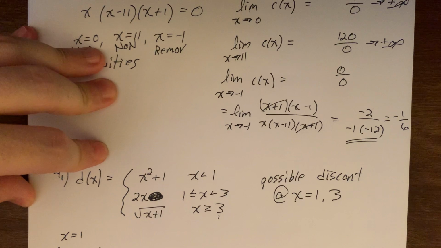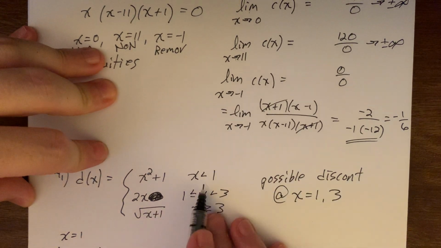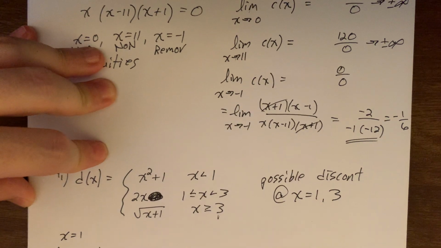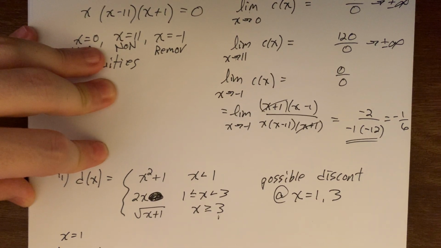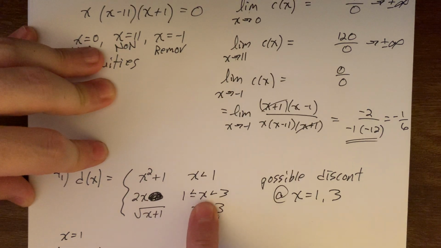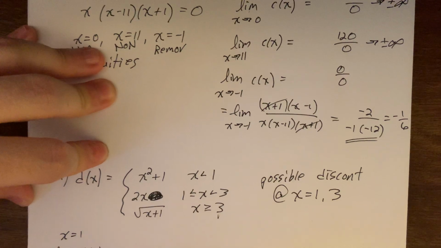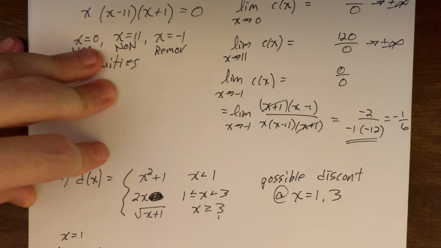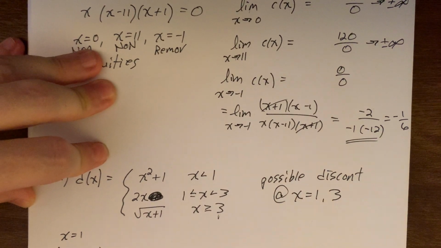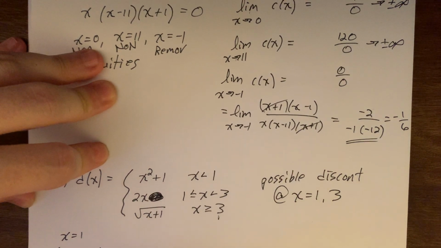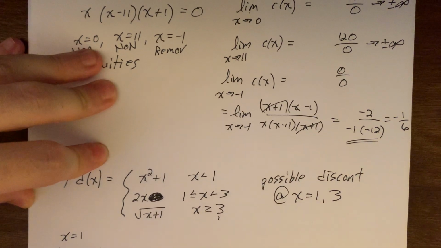1 from the left, 0.7, 0.8, 0.9. Those are less than 1, so I'm going to use x squared plus 1. 1 from the right, 1.2, 1.1, 1.01. Those x's are in here, so I'm going to use the 2x. But now to evaluate, the left and the right have served their purpose, so I'm just plugging in plain old 1. 1 squared plus 1 is 2. 2 times 1 is 2. The limit equals 2.